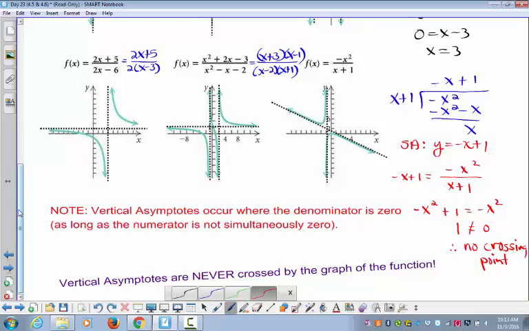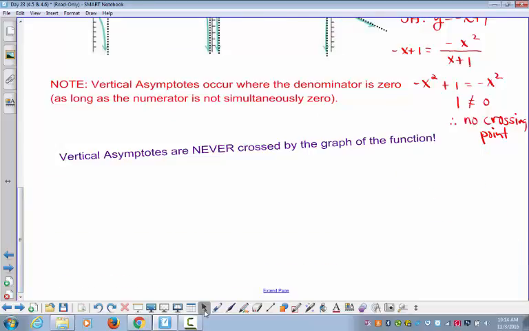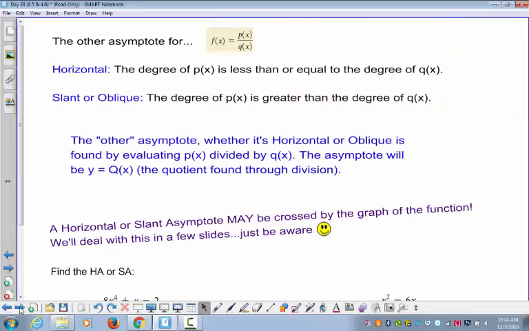Okay? So if we set the asymptote equal to the function, we can find a point of intersection if there is one. All right, so in summary, vertical asymptotes occur where the denominator is 0 as long as the numerator is not simultaneously 0. And what happens if it's simultaneously 0? You get a hole. Vertical asymptotes are never crossed. Horizontal and slant asymptotes can be crossed, though.